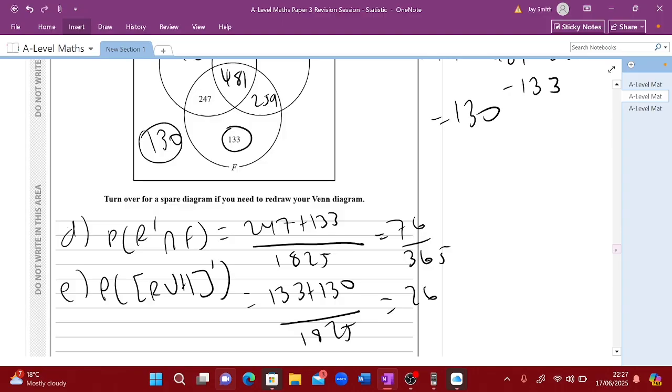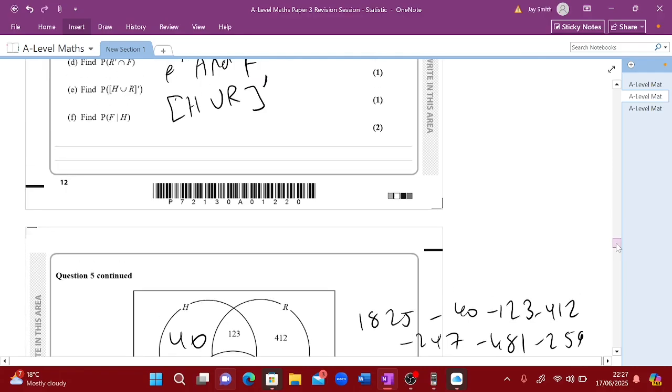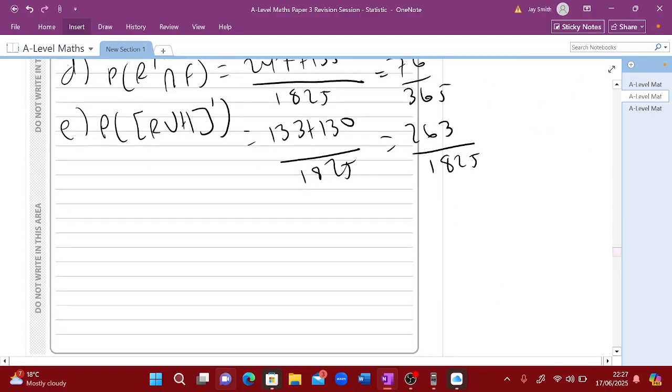It's 263 over 1825. And there we are. Okay, then part F, the final one. Find F, that vertical line is given. So F given H.